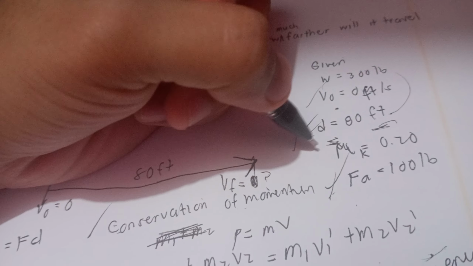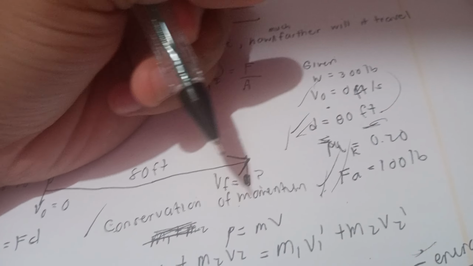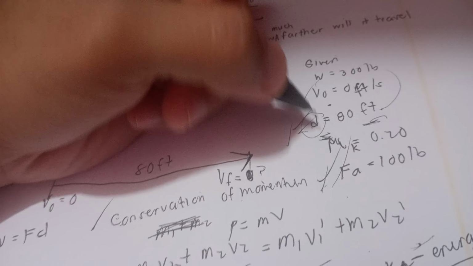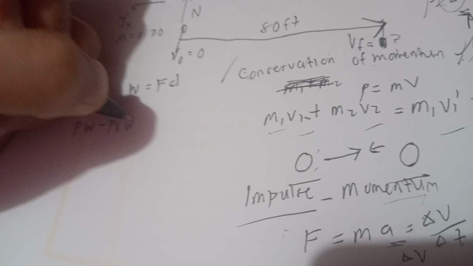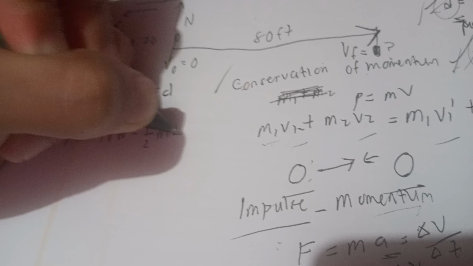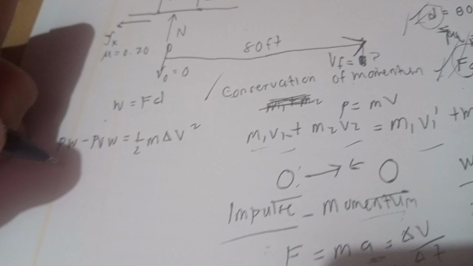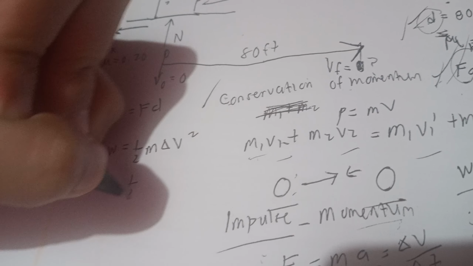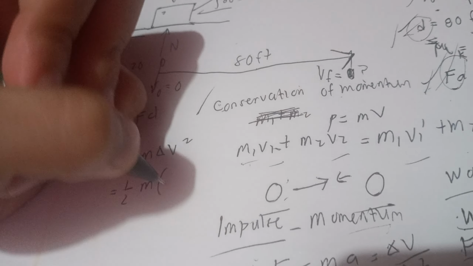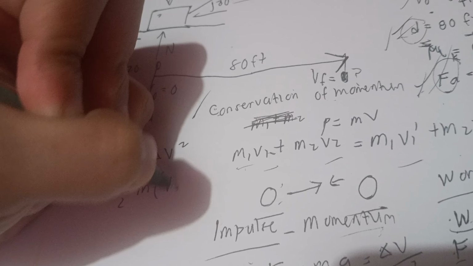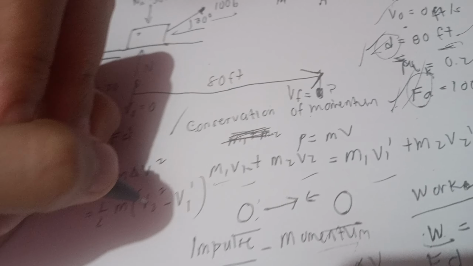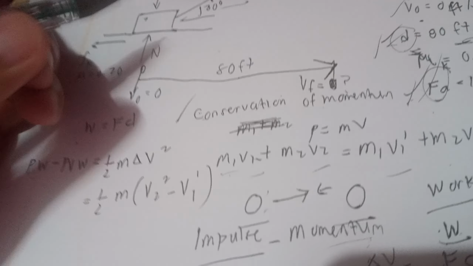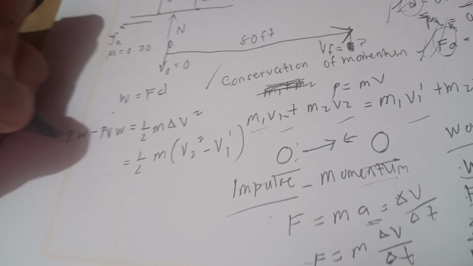Kung may force, combination ng force and distance, ano pwede natin gamitin? Yun yung may work. Kasi ang work is force times the distance. So, kung ito, that's PW minus NW equals 1/2 m times change in velocity squared. Ngayon, dito sa part na to, 1/2 m, change in velocity, that is v2 squared minus v1 squared. Kasi ang change means yung final minus yung initial. So ngayon, hahanapin na lang natin to.